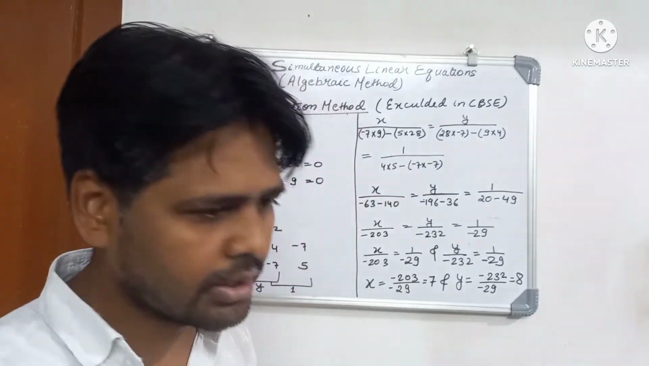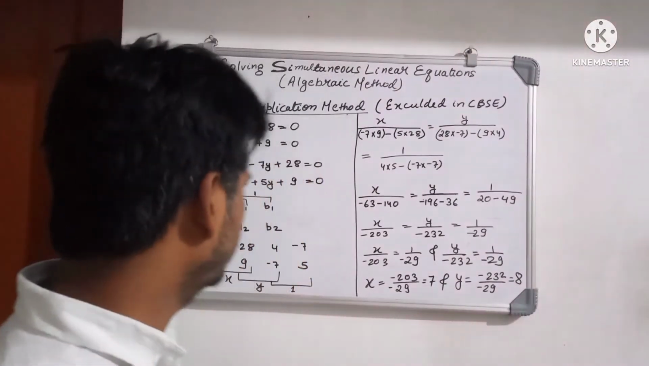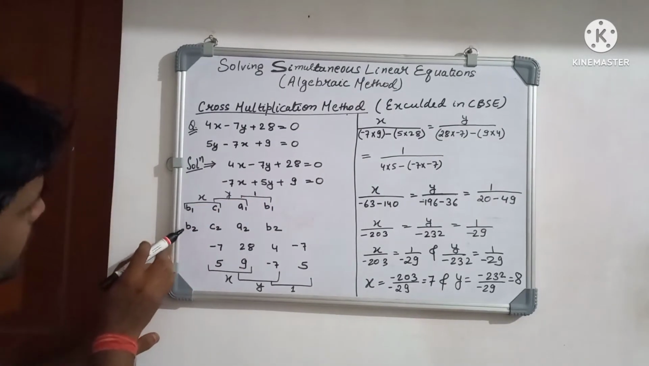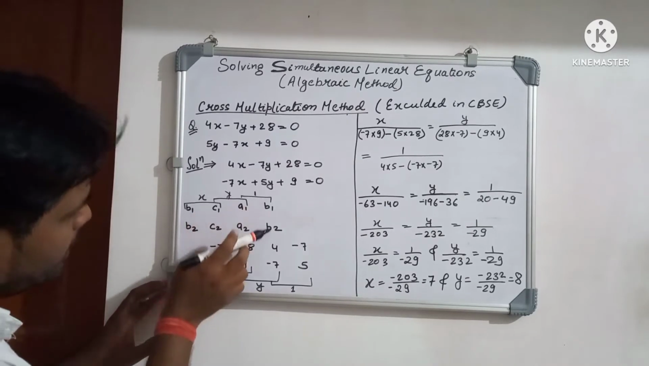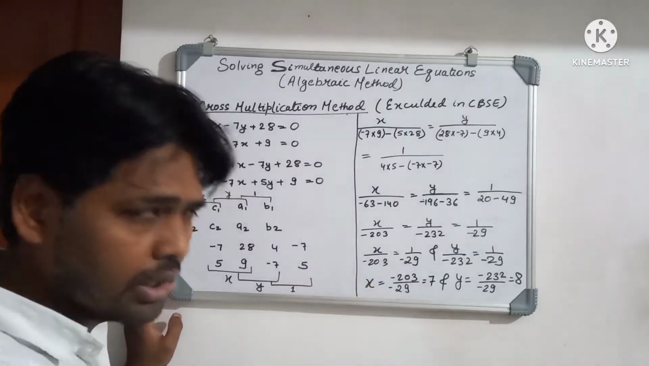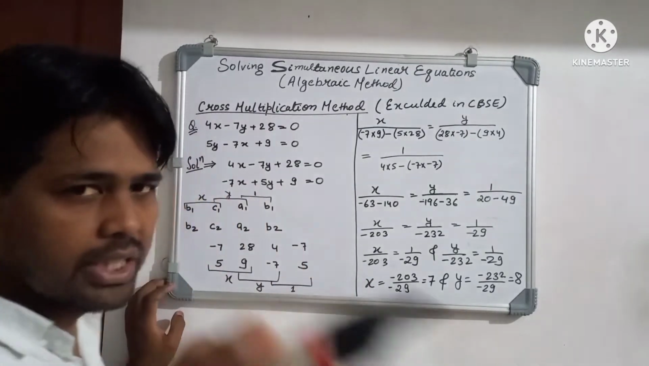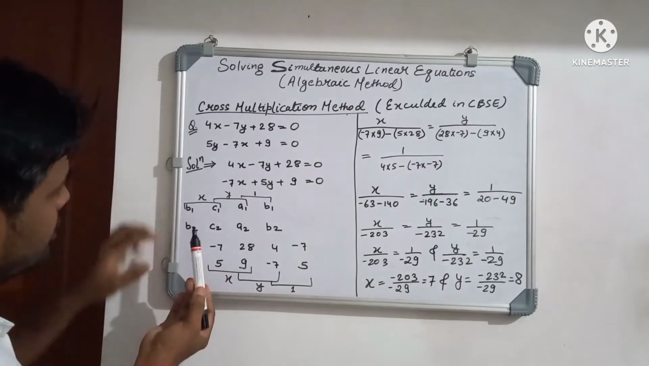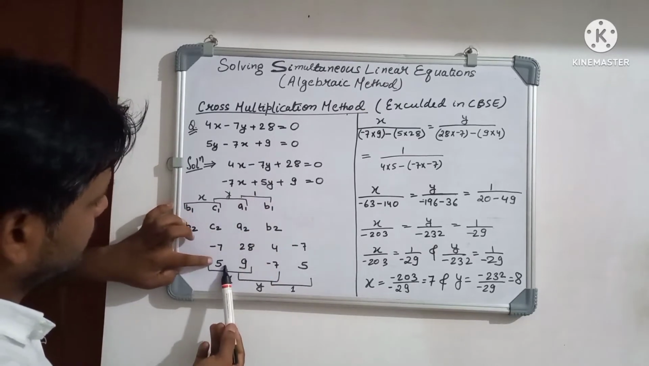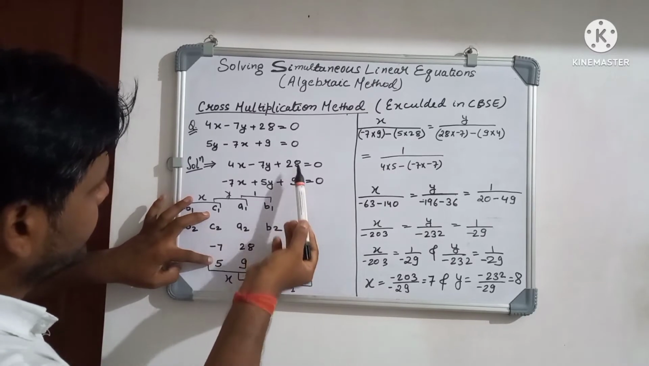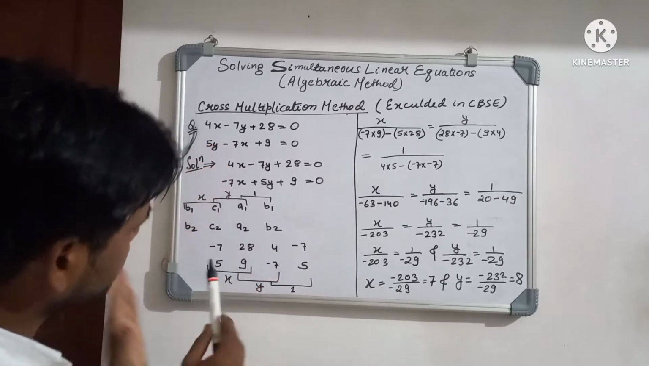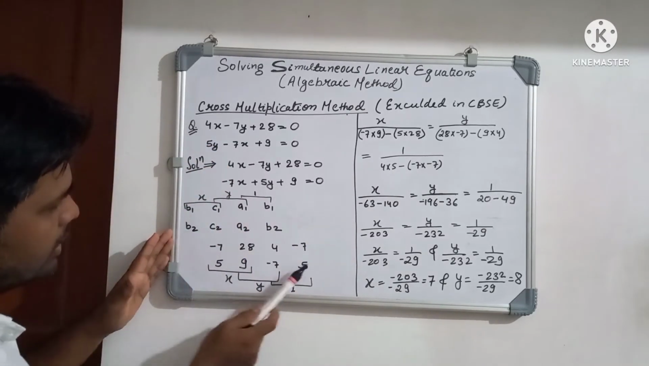As we discussed a couple of minutes ago, here we can write x, y and 1 in terms of b1, b2, c1, c2, a1, a2 and b1, b2. Similarly, from the system of equations, we will extract the coefficient of each variable and write it down in the sequence of b1, b2. From here, b1 is minus 7, b2 is 5. Similarly, c1, c2 are 28 and 9, and a1, a2 are 4 and minus 7. And once again, I will repeat the values of b1 and b2.